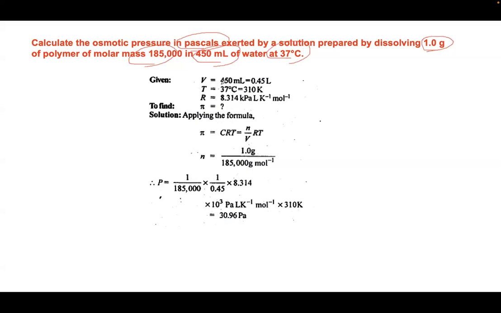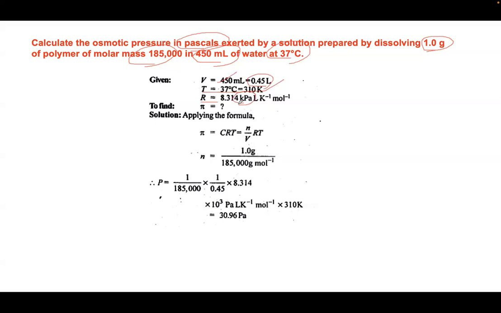Here volume is equal to 450 ml, so we convert it into liters by dividing by 1000, and we get 0.45 liter. Then the temperature we convert into Kelvin, which is 310 Kelvin. And R should be given here. The value 8.314 should be used, because in that the pressure unit is kilopascal, not atm. If it was asked in atm or atmosphere, you have to use the constant 0.083. So according to what is asked, you will be changing the constant.